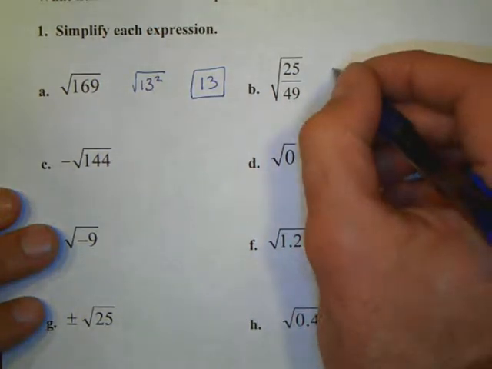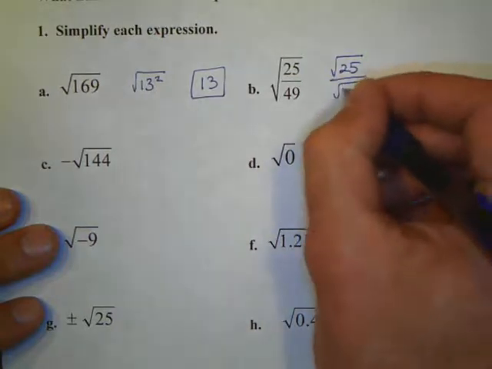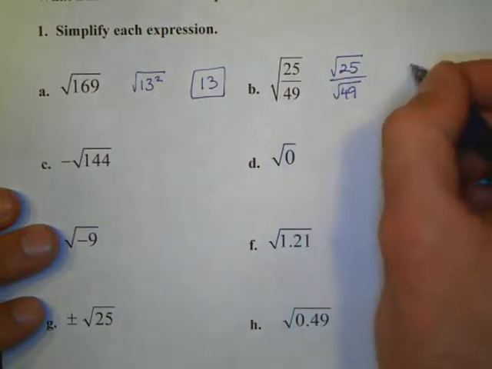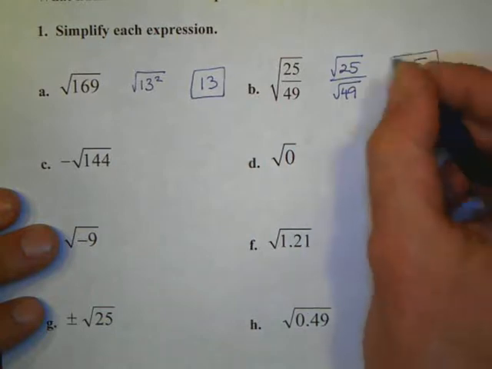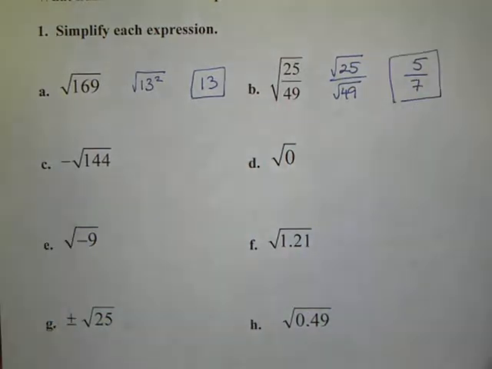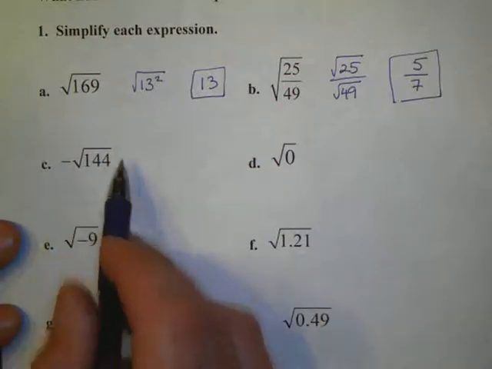As we look at the second one, we have a fraction. We have a fraction square root. It's the square root of the top divided by the square root of the bottom. And the square root of 25, as you know, is 5. And the square root of 49 is 7. So 5/7 is our answer. So we can do these problems without using a calculator.